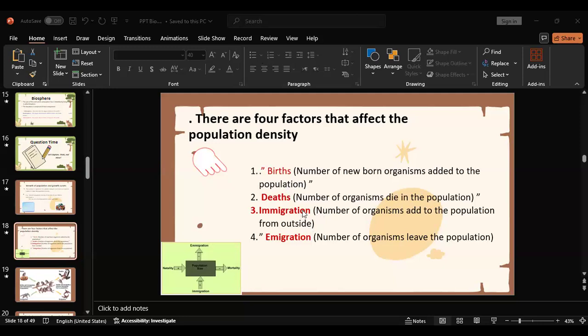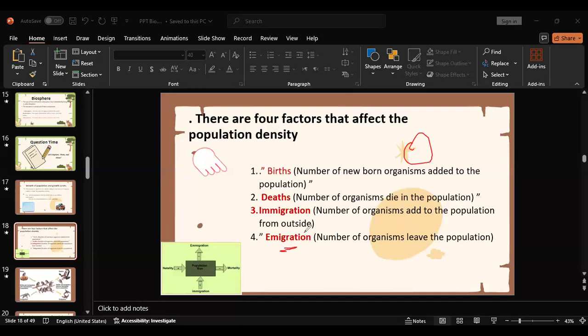Another thing, immigration. Immigration means what? Coming from a different geographical location to the particular location that we are going to discuss here. For example, in a particular area, you know that some of the organisms are coming from a foreign area to our local area. So that's why the number of organisms will increase, right? So this also affects the population density.